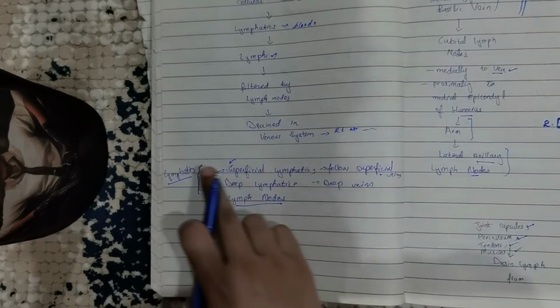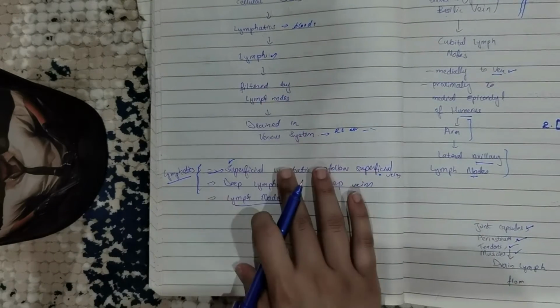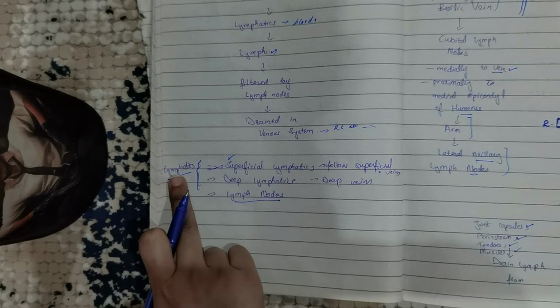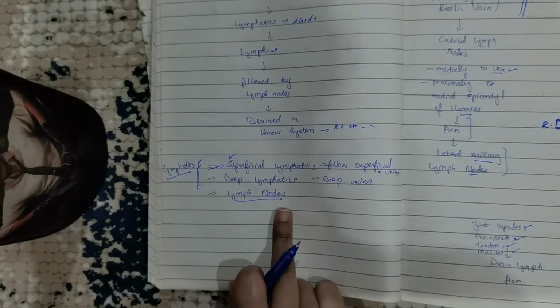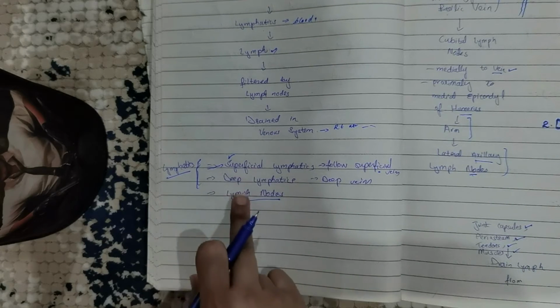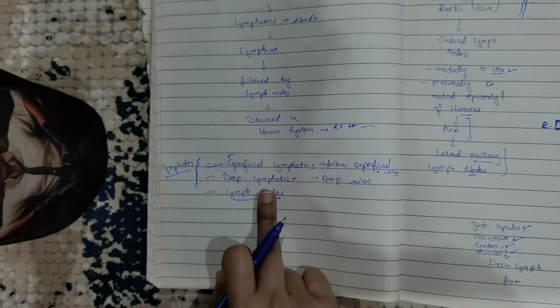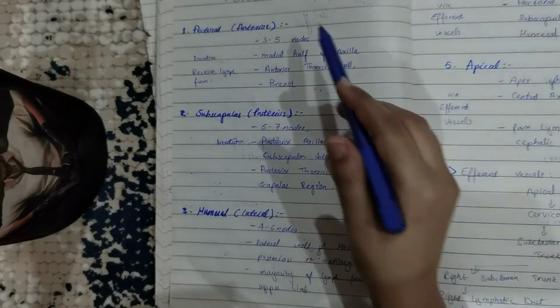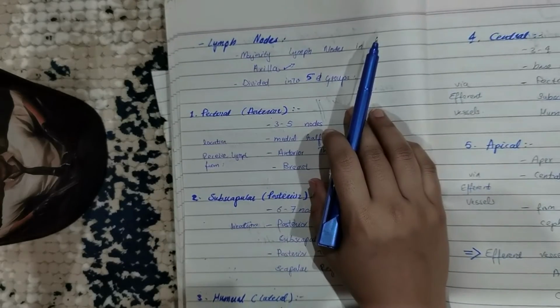Again, a small review. The lymphatic drainage of the upper limb is studied under two topics, that is the lymphatics of the upper limb and the lymph nodes of the upper limb. Lymphatics of the upper limb are divided into two categories, superficial lymphatics and the deep lymphatics. And further, the lymph nodes. So now we come to learn the lymph nodes of the upper limb.